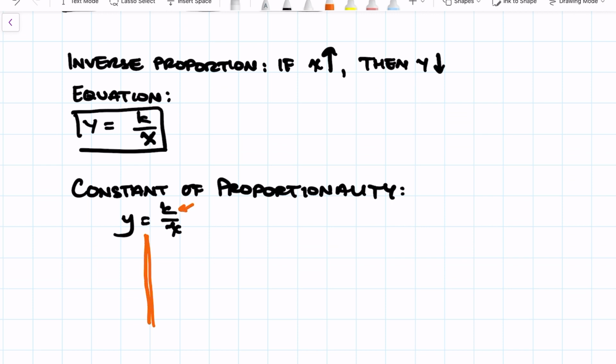So if I use algebra here, what I'm going to try to do is isolate the letter k. In order for me to do that, on the first part, I'm going to have to do times x, because the opposite of divide by x is times by x.